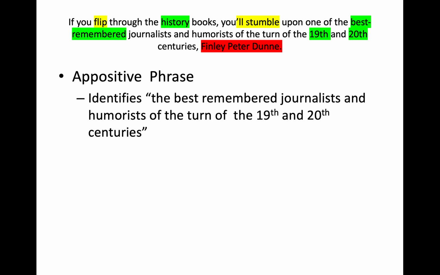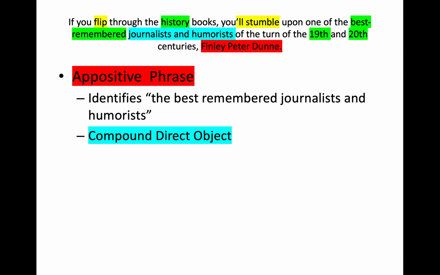Lastly, there is an appositive phrase which renames that noun. Think about that hand signal. It is two arms out in front, fists kind of connecting right in front of your sternum. And so it is important that we recognize this appositive phrase to rename our noun, which is actually the best remembered journalists and humorists of the 19th and 20th century.